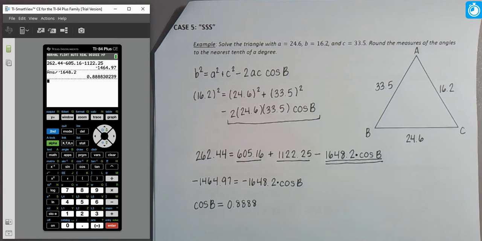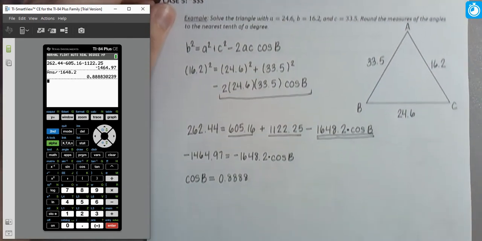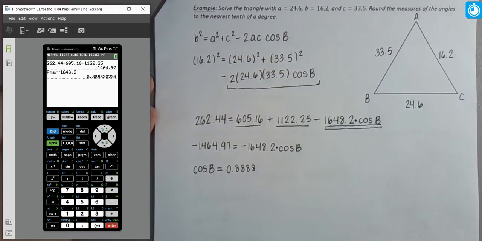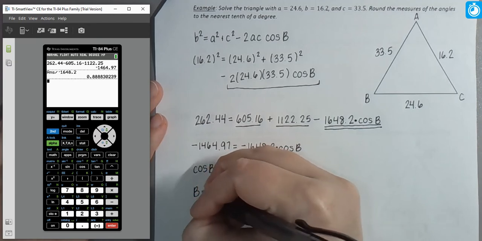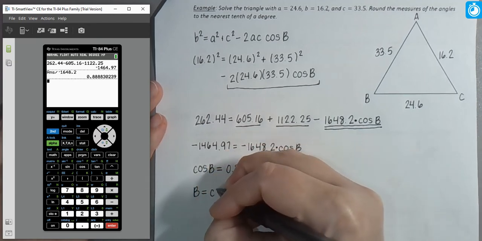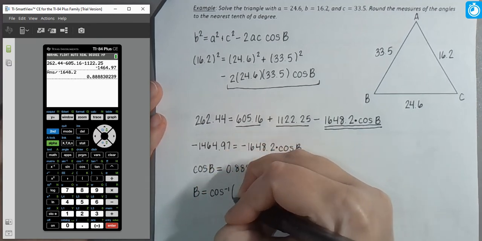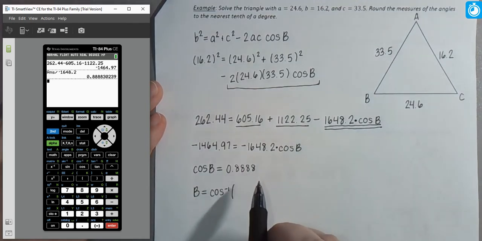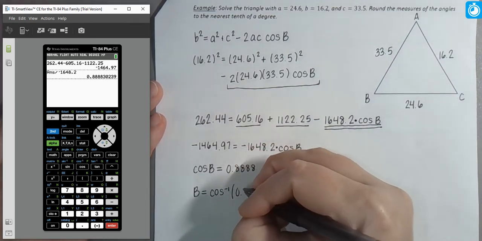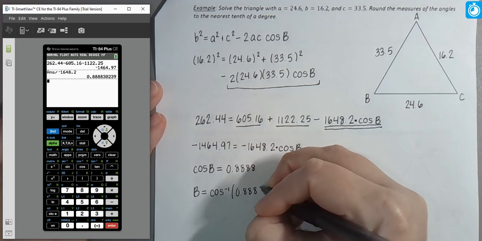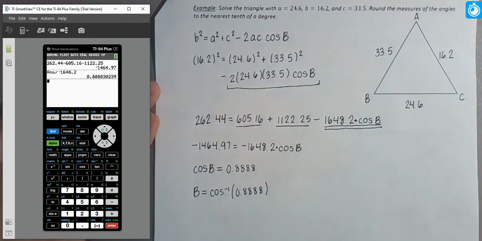So now the goal is to solve for b. We want to isolate b, which means we need to eliminate the cosine. And just like we use an inverse sine to eliminate sine, we'll use an inverse cosine to eliminate cosine. So that means B is going to be equal to the inverse cosine of my value, so 0.8888, which again is the rounded version of what we have in the calculator.